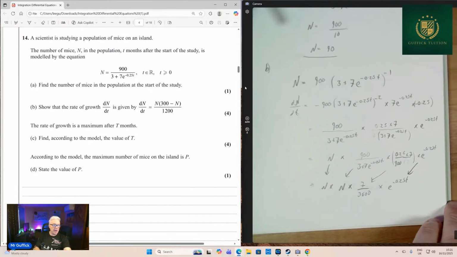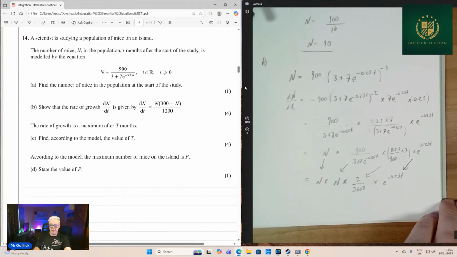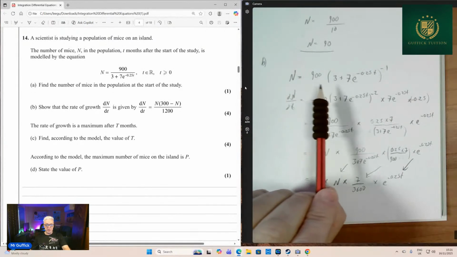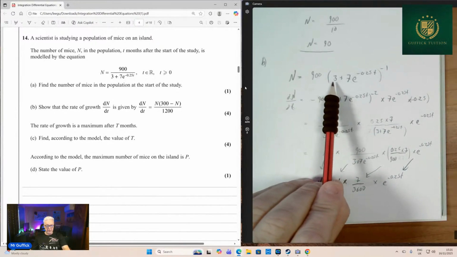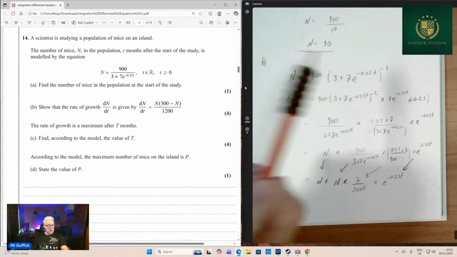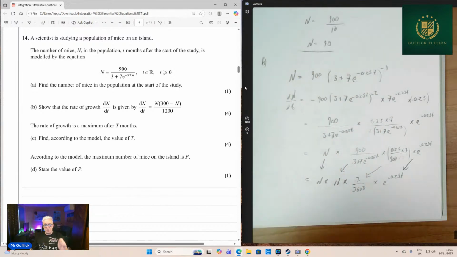Now, part B, show that dn by dt, the rate of growth of the mice, is given by that equation. Now, this, in my opinion, is super tricky. So bear with me on this one because it's really not nice. So the thing we've done is, first of all, I've rewritten 900 over as 900 times something to the minus 1. Okay. Now, when we differentiate this, we're going to be using the chain rule.